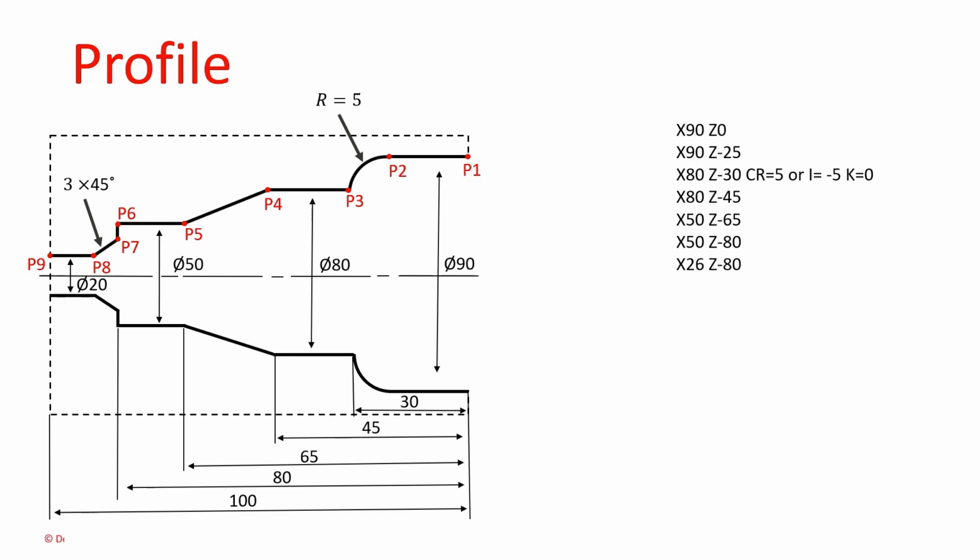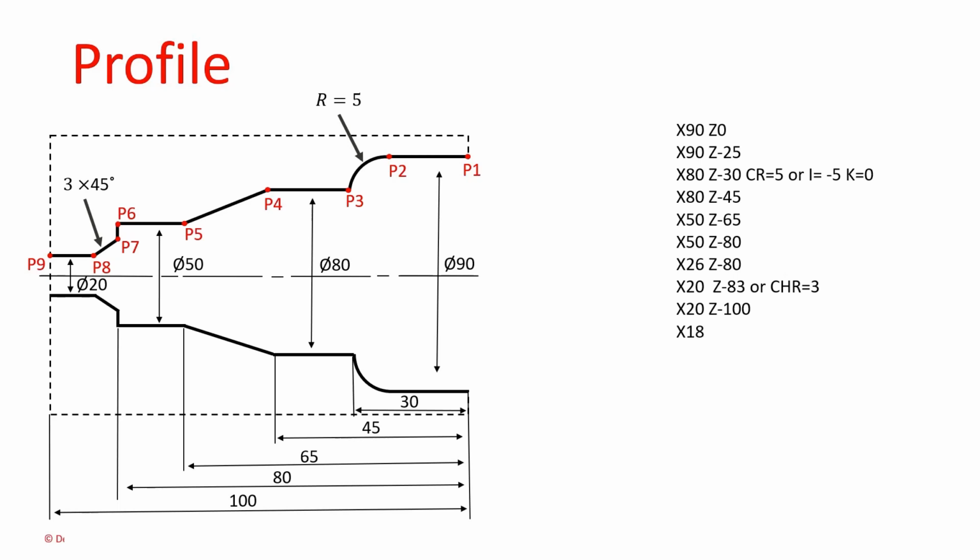P7 to P8 is a taper, then the values are X20, Z is minus 83. Or instead of Z minus 83 we can write CHR equals 3. P8 to P9 is linear, then the value is X20, Z is minus 100. The safety point value is X18.